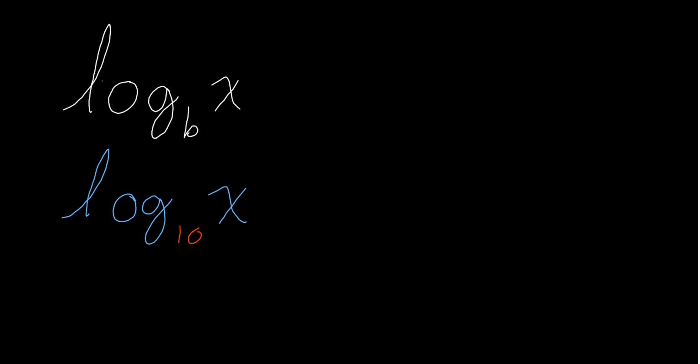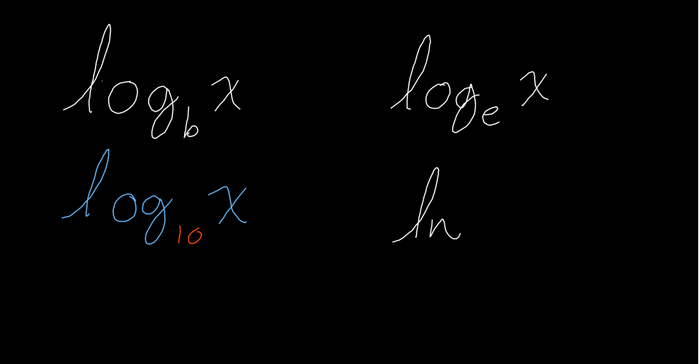Now, if you see a log base e, well, first of all, you might see that. It might be trying to be tricky. But if you see a log of base e, then that is the natural log, and it's just written as ln. I remember when I was in school, and I mean, I don't do it anymore.